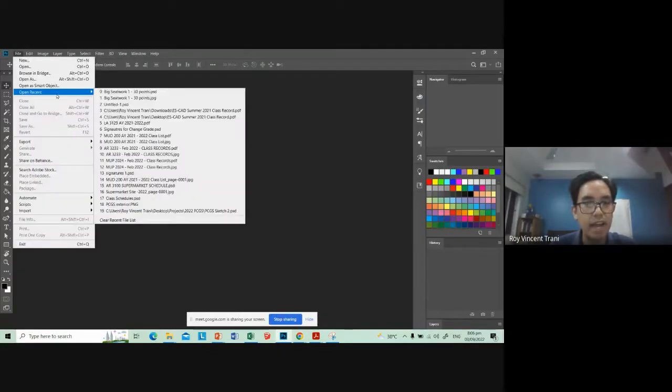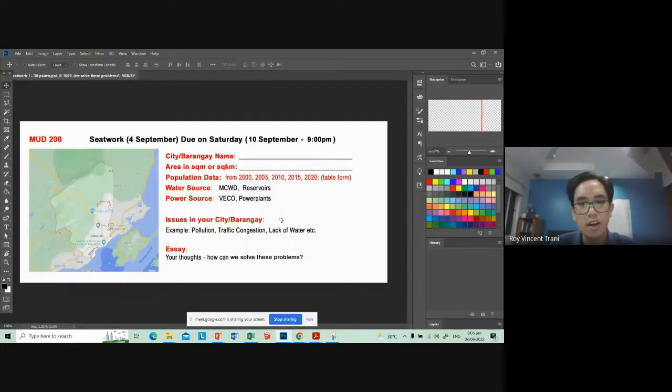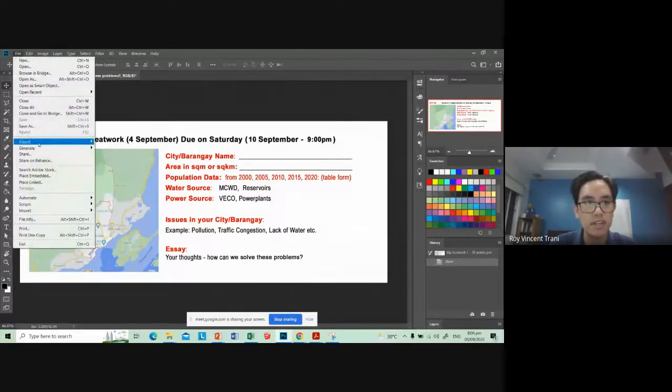So just list it down. You don't need to make some very good graphics. You can just list it down. I'm more interested in what you consider an issue. What is causing that issue, and how do you think you can solve it?